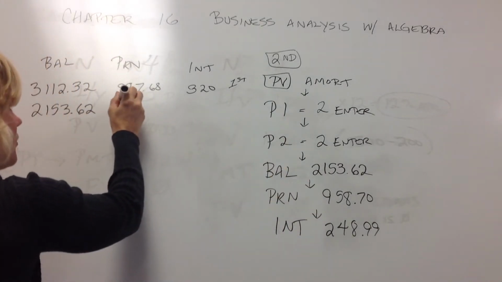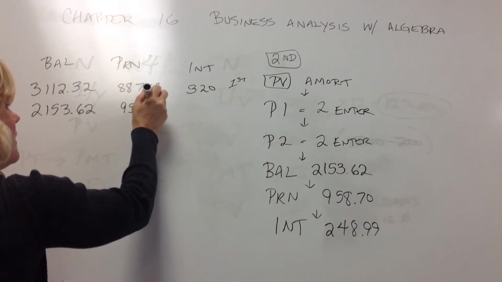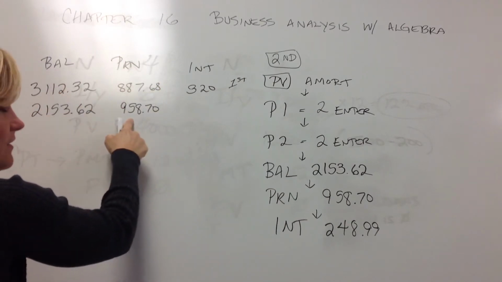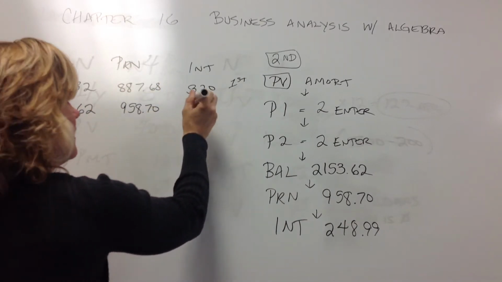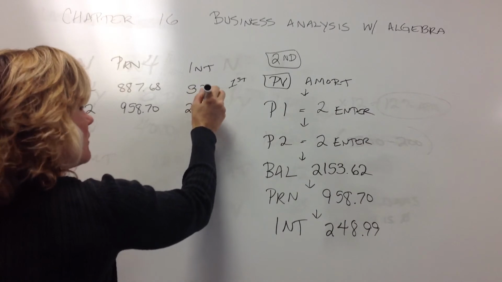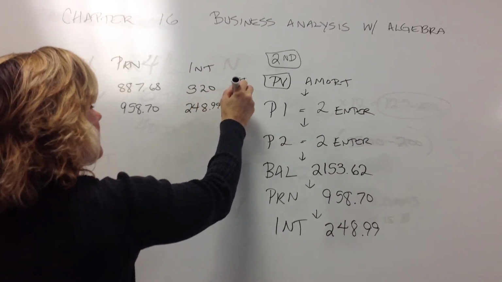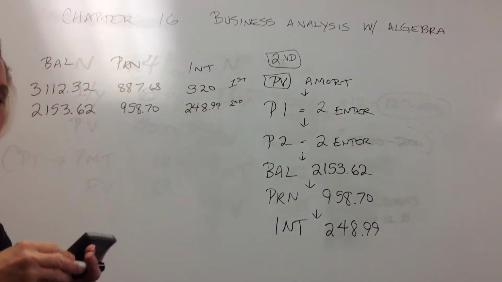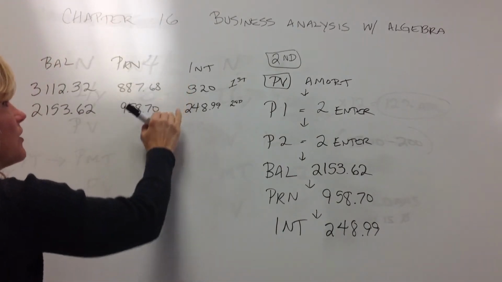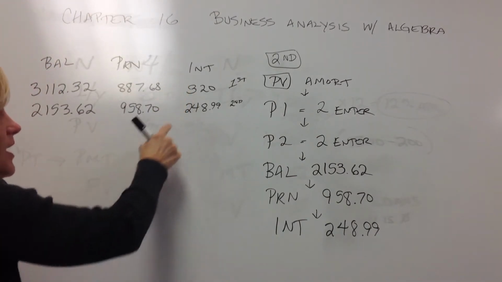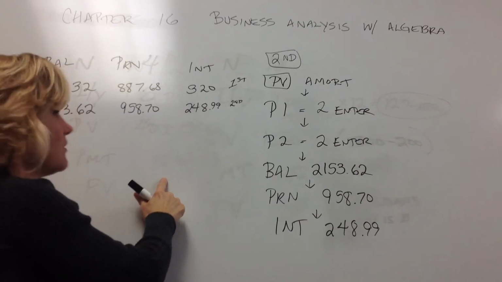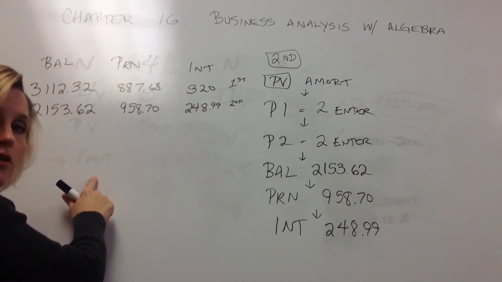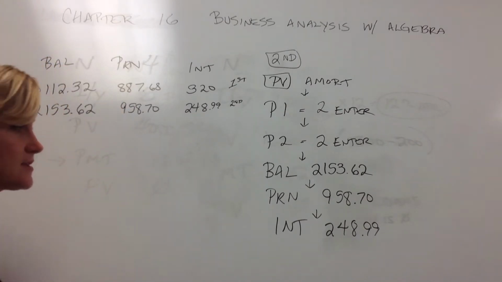The amount of principal coming out of my payment, which again is reducing that balance, is $958.70, and then my interest is $248.99. And that's occurring with my second payment. So the trend is going to be that the more payments I make, the less amount I pay in interest, and the more of my payments that go to principal, which reduces my balance.